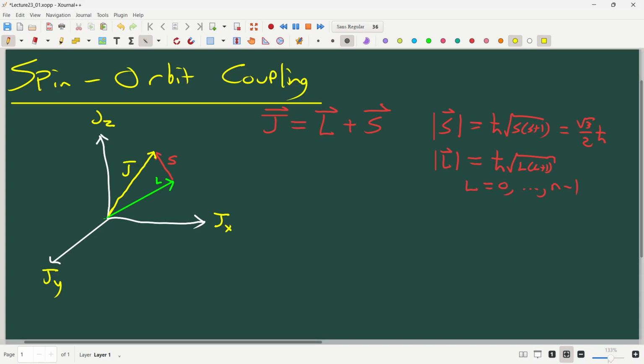Remember that we only know one direction, we only know one projection. We only know it along Z. That's true here too, but we can define J sub Z exactly.